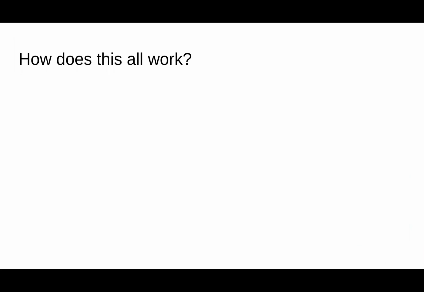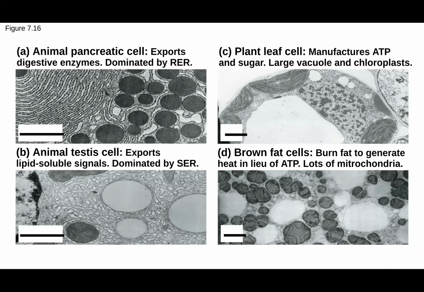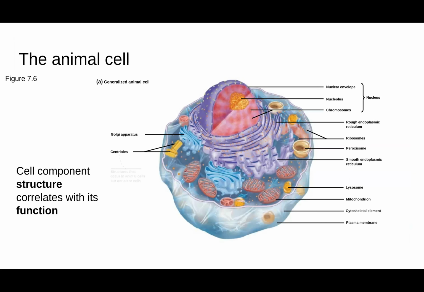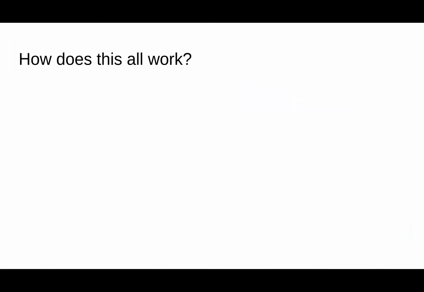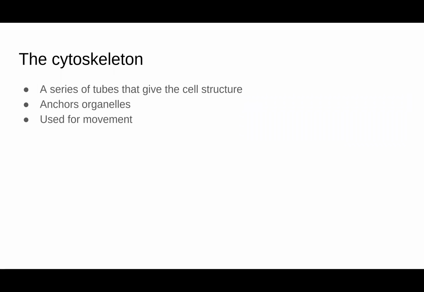So we're going to talk about how we put all this together, how we go from all these organelles together to make a cell work. And again, as I mentioned, we're going to have to talk about the cytoskeleton. This is basically a series of tubules made out of proteins and other carbohydrates that give your cell structure. They are also used for movement, allowing your cells to move, even if it's just slightly. And they also anchor your organelles, so they're not just kind of everywhere.